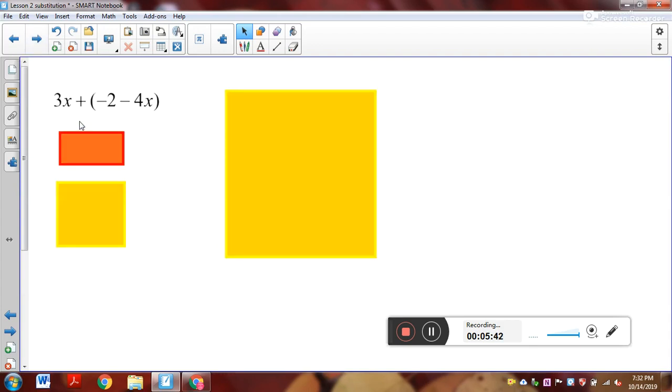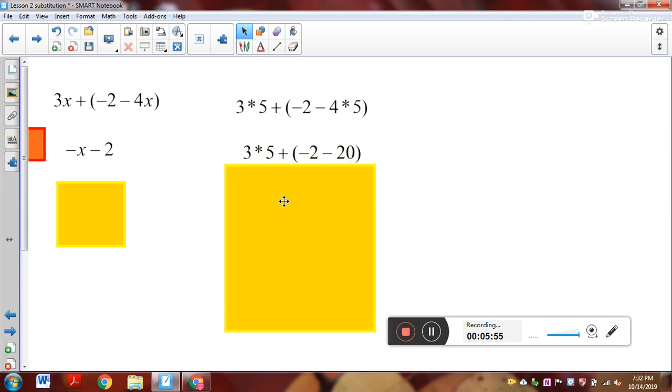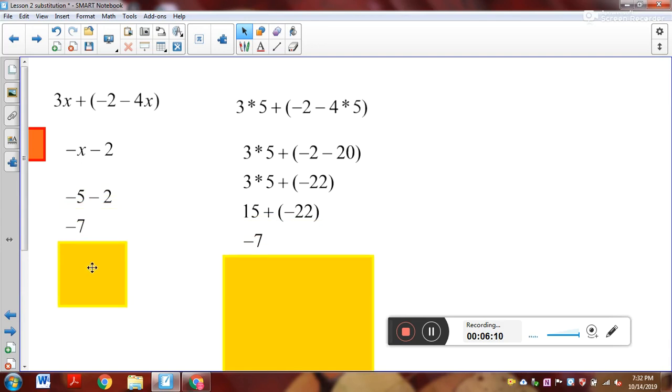For letter D, again, when you simplified it, you should have gotten negative x minus 2. You'll notice that all these are super similar. Substituting in the 5, simplify your parentheses first. Negative 2 minus 20 more is negative 22. Then multiply, and then finally add to get negative 7. When you substitute 5 in the simplified version, you'll notice that we also have negative 7.